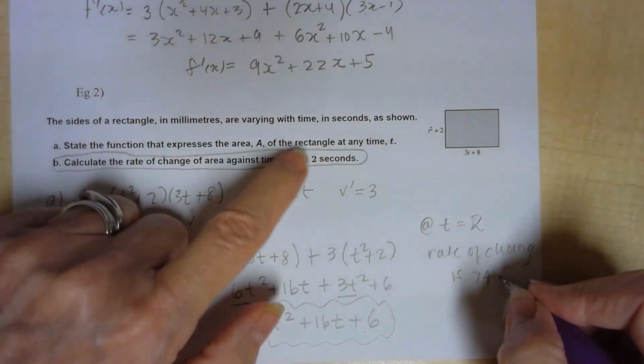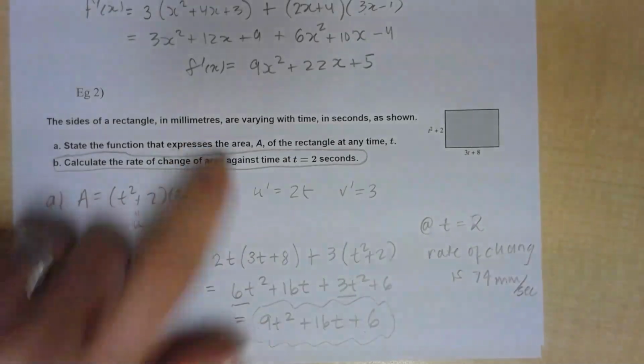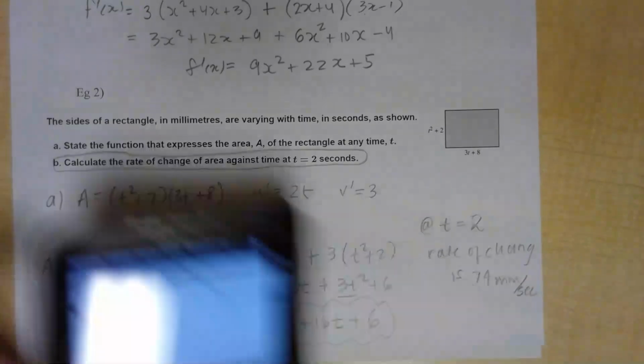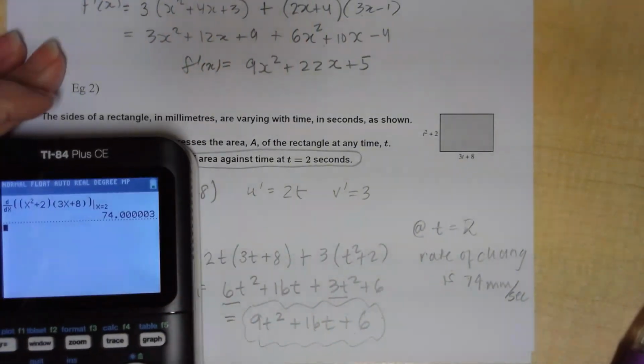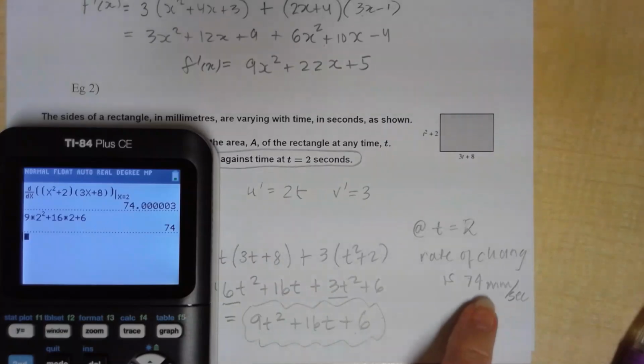what was it in millimeters? Millimeters per second. Okay. If you type 2 in here for x, 9 times 2 squared plus 16 times 2 plus 6, just to check ourselves, putting 2 in for t, I also get 74. Okay, so that's really good.